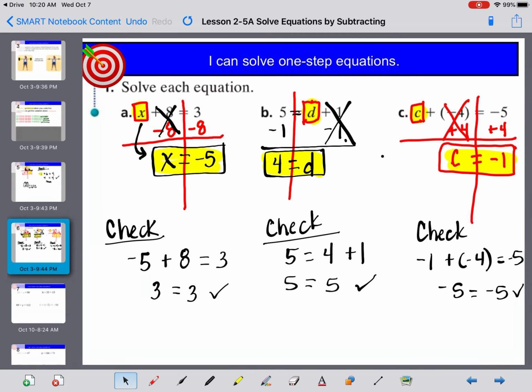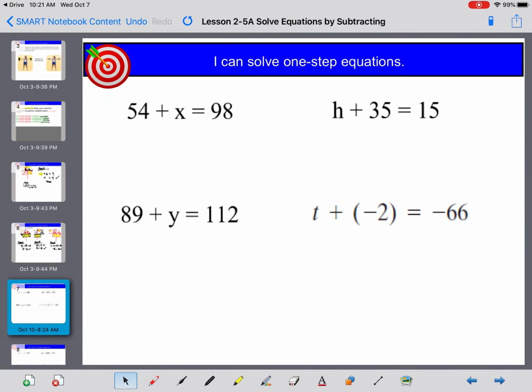All right, now it's time for you to try some on your own. I want you to try these 4 problems, making sure you check each answer. Then, after pausing the video, come back and see if you get the same answer.